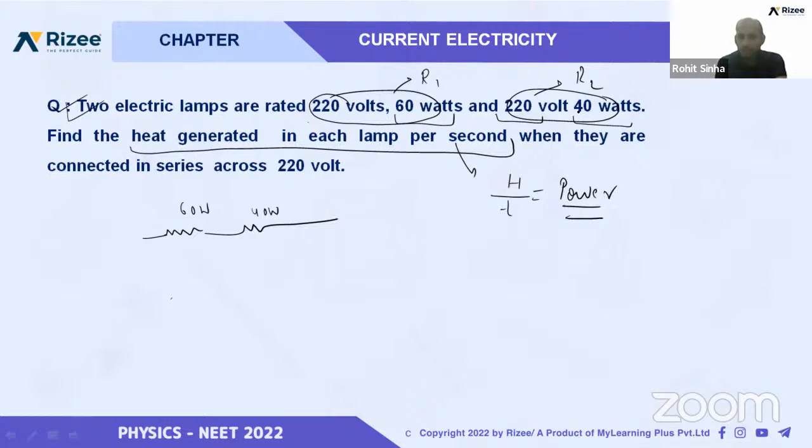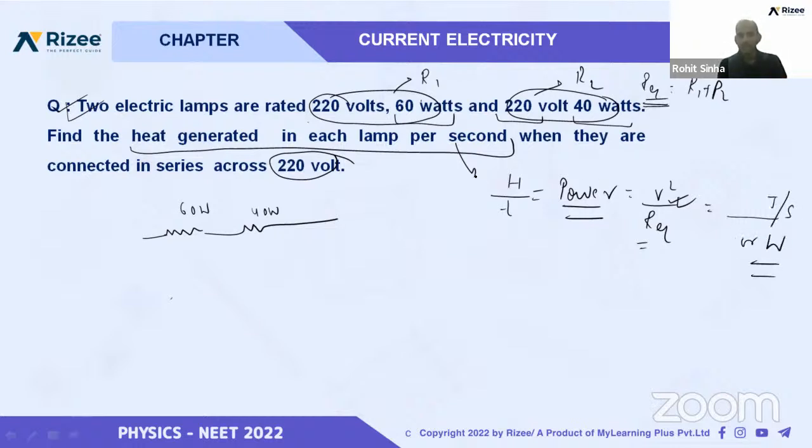They are connected in series. That means R equivalent is equal to R1 plus R2, and power is equal to V square by R equivalent. V square is given, it is connected to this much volt. Put V square here, and R equivalent you can find from here. Put this and you will get the value in joule per second or watt. This will be your answer. Any problem, or should I solve it?